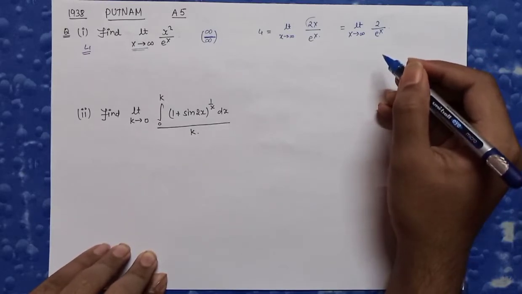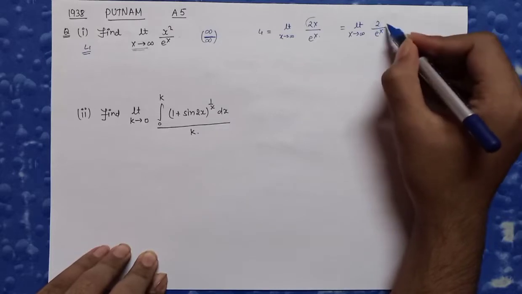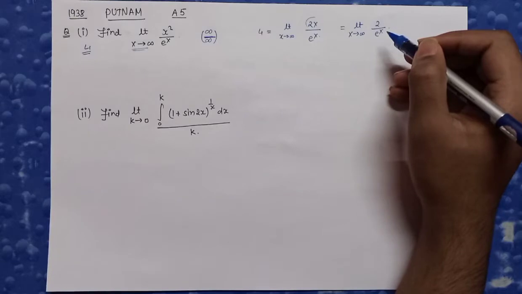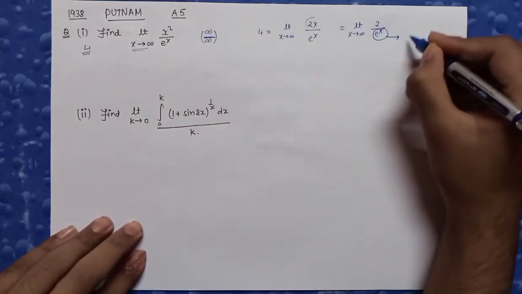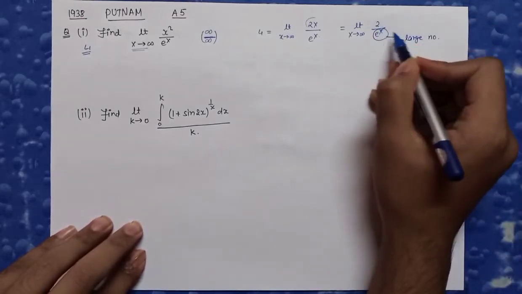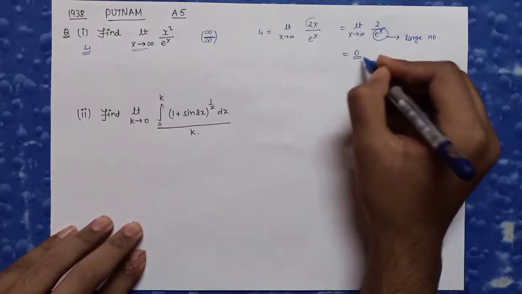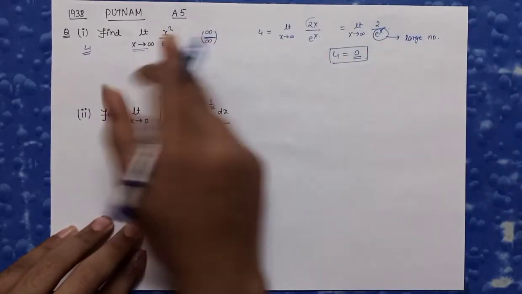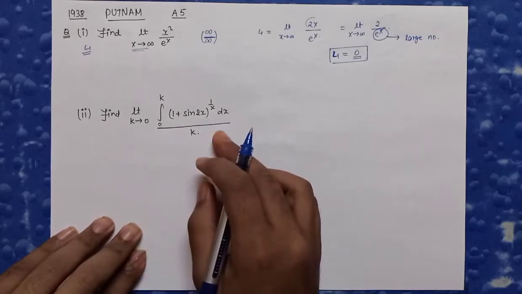Here, if you observe, if I substitute infinity, the numerator is constant but the denominator is tending to infinity, which we can understand like this: in the denominator it is a very large number and in the numerator it is a constant, so the overall number must tend to 0. So the limit's value will be 0, which is our answer for the first part. Okay, now let's solve the second part.